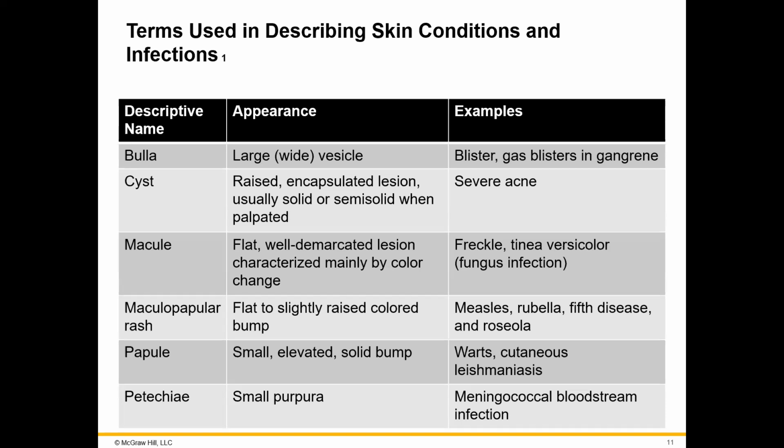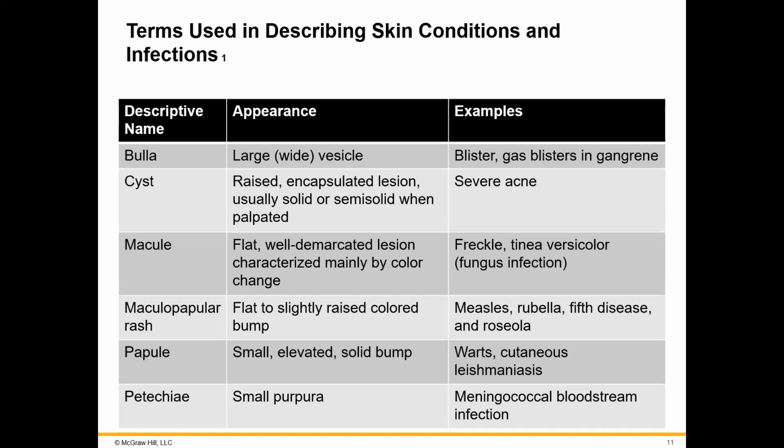Maculopapular is where we have color change as well as the raised issue of a papule. A papule is going to be elevated. It's a small bump that is elevated, like a wart. It's not filled with pus or anything, but there is an elevation in the skin. So maculopapular is in between these two, where you have a color change involved as well.